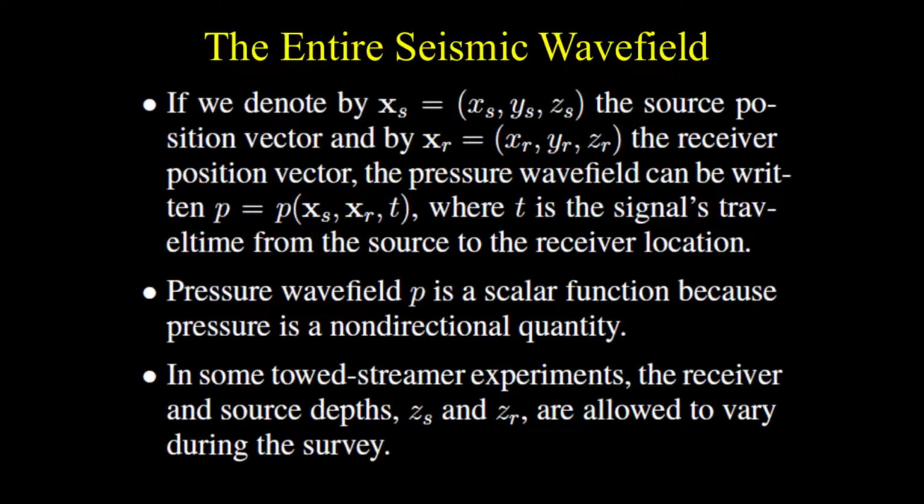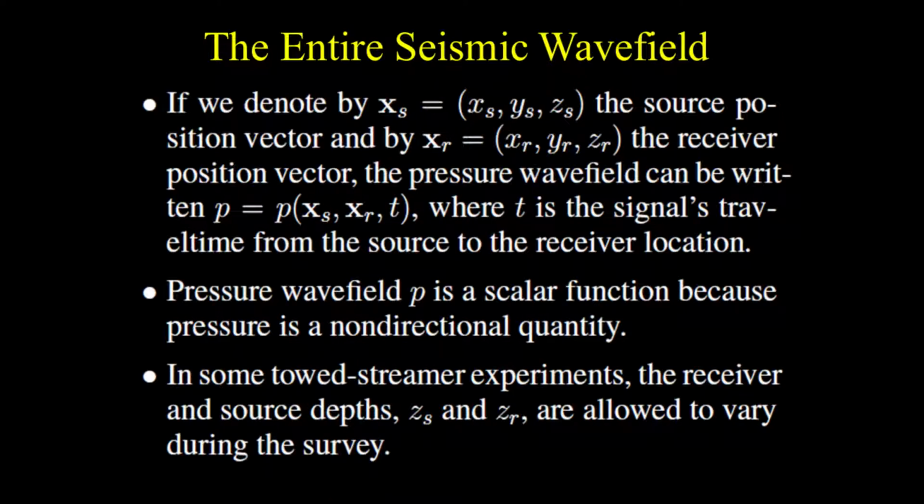If we denote by xs the source position vector and by xr the receiver position vector, the pressure wave field can be written as a function of source position vector, receiver position vector, and time. The time variable here is the travel time from the source to the receiver location. Pressure wave field P is a scalar function because pressure is a non-directional quantity.